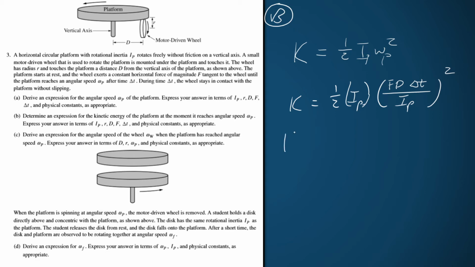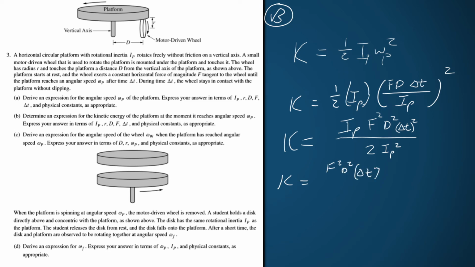Okay, so if we simplify, what's going to happen to our kinetic energy? Inertia times 4 squared distance squared t squared over inertia 2 inertia squared. So one inertia cancels out. Okay, that's good.